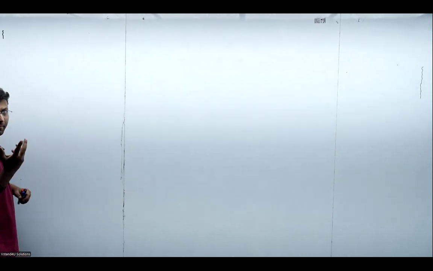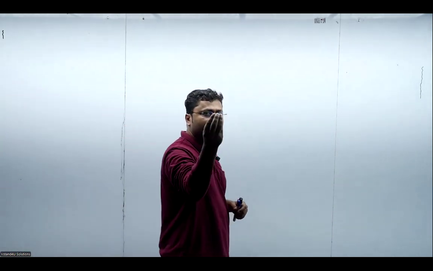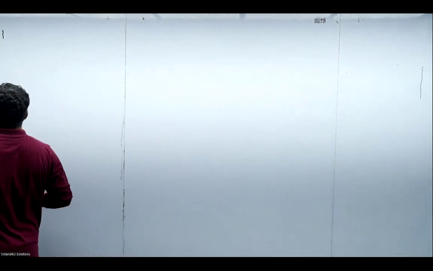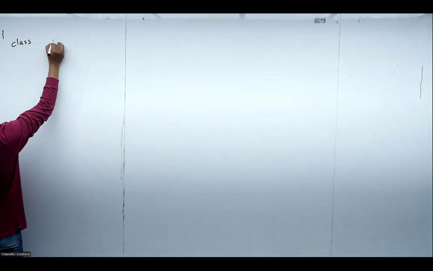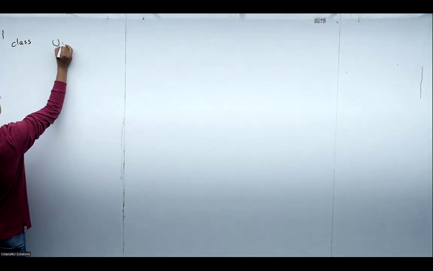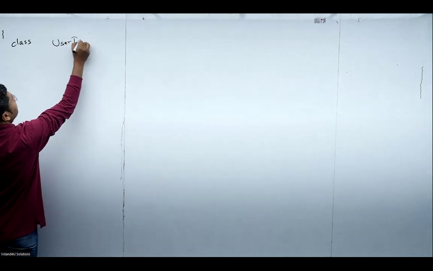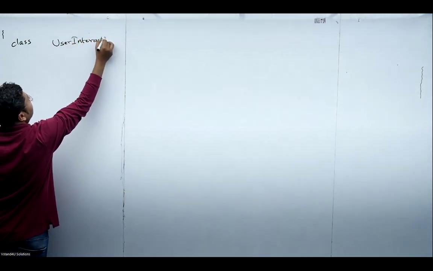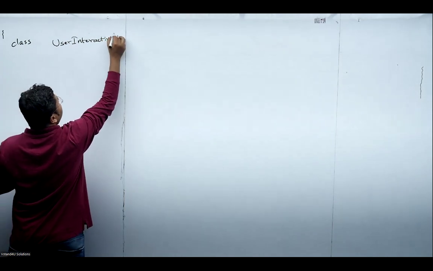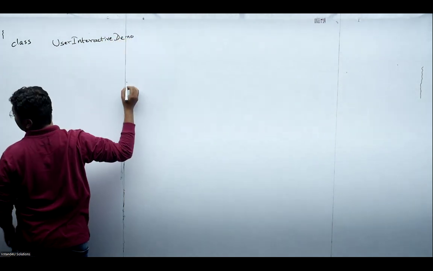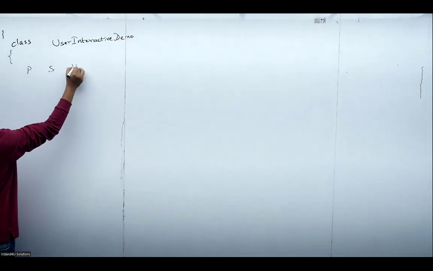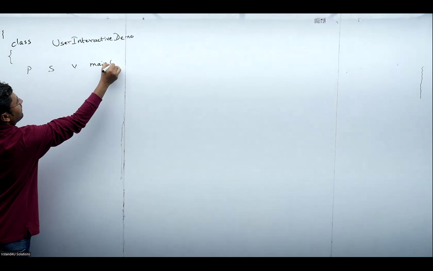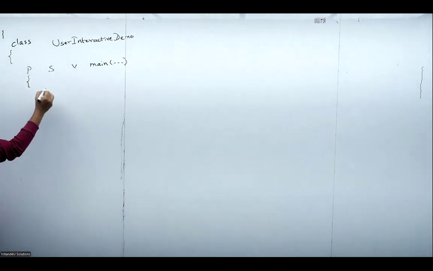Now I'm writing a program where I'll be instructing the user to give data. Am I clear? Let's get started. I'll write a class: User interactive demo. And obviously I'll be writing public static void main string array of args, opening the main method.